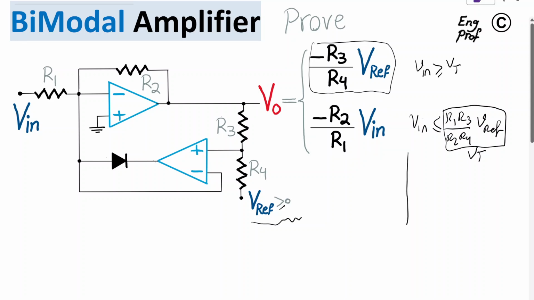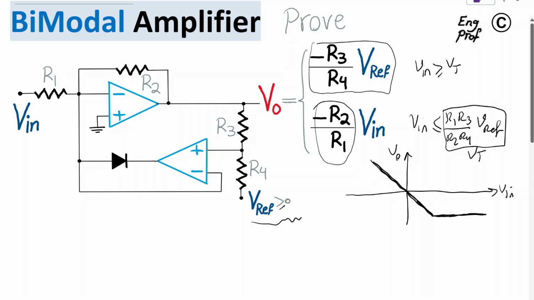Visualizing this, if on the x-axis I show the Vin and on the y-axis I show Vout, it's as if the behavior of the circuit, or the voltage transfer characteristic, is something like this line with a negative slope corresponding to this negative R2 over R1 gain, and then hitting the constant region anywhere when Vin is above the V threshold value.